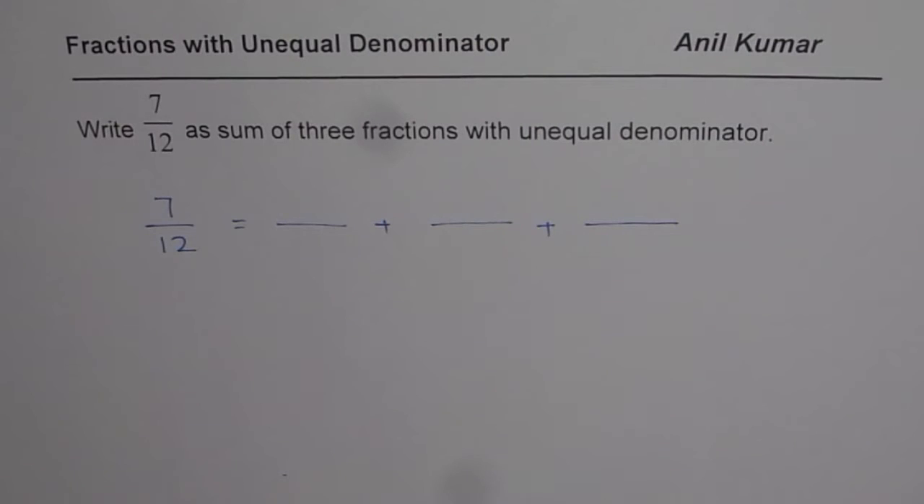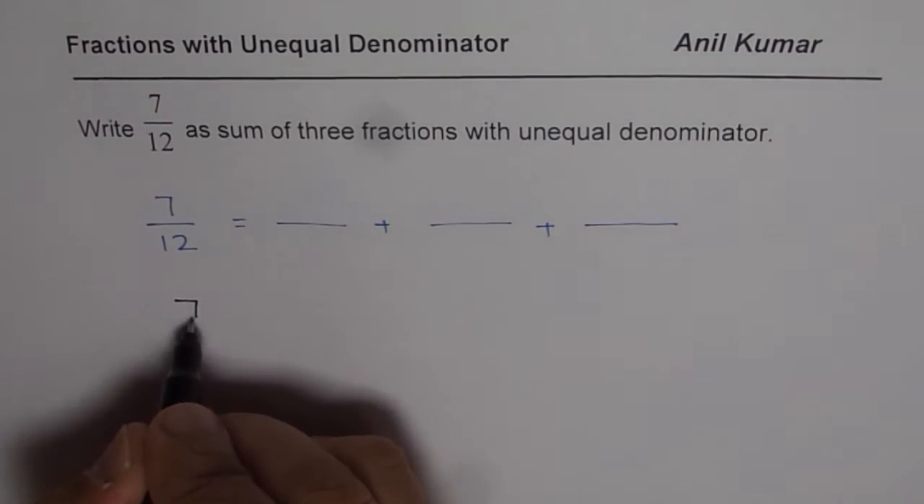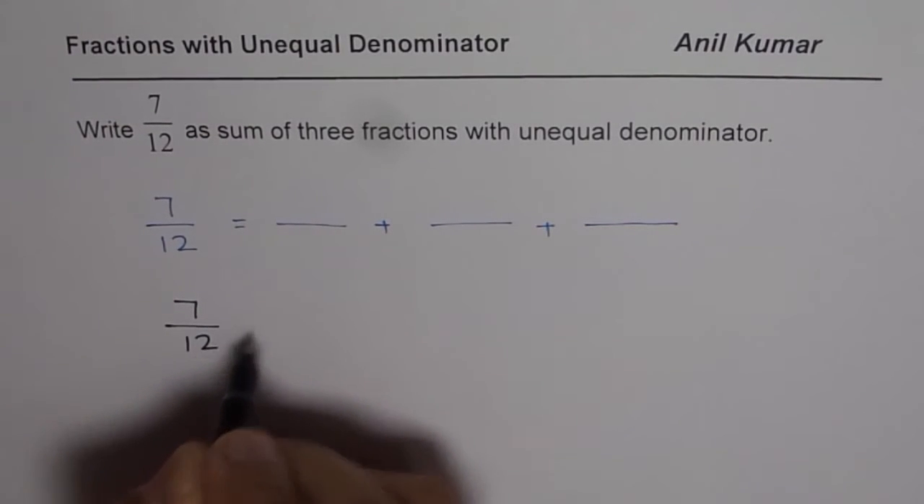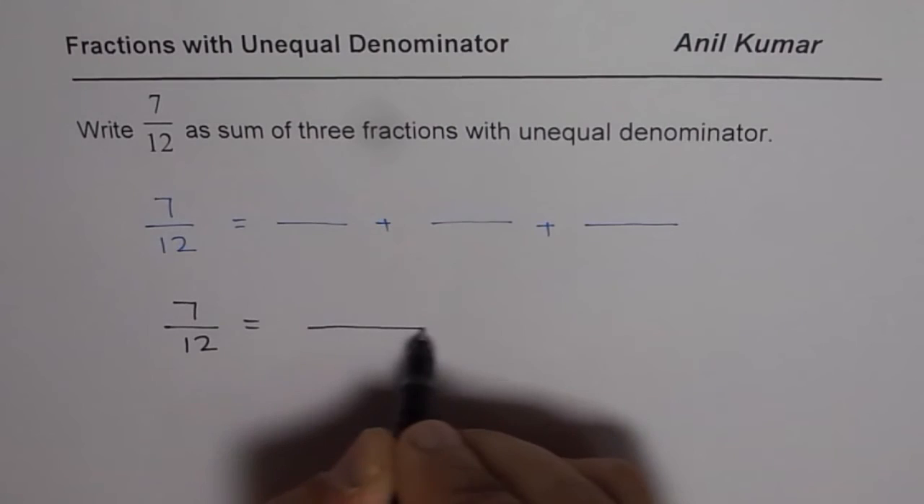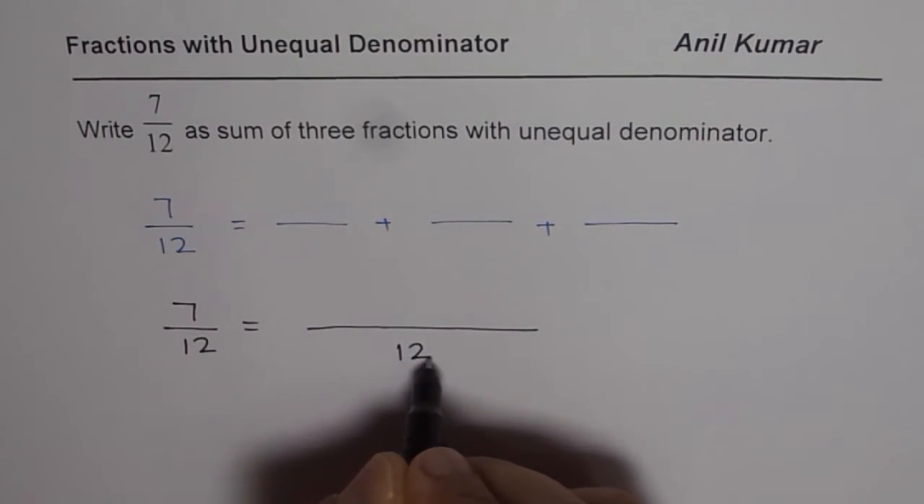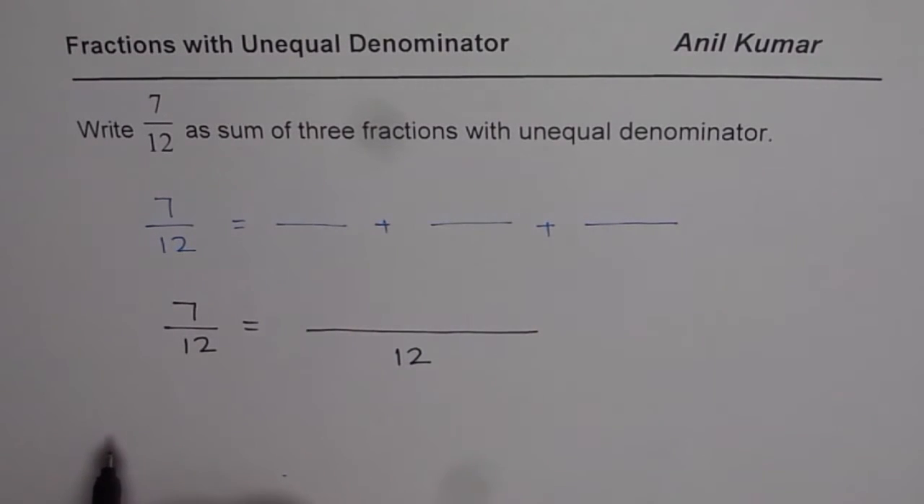Think about it. Well, here is a very simple way of doing it. Let me show you the method. So we have 7 over 12. We could write 12 as the common denominator. Okay. Now 7. How do you get 7?